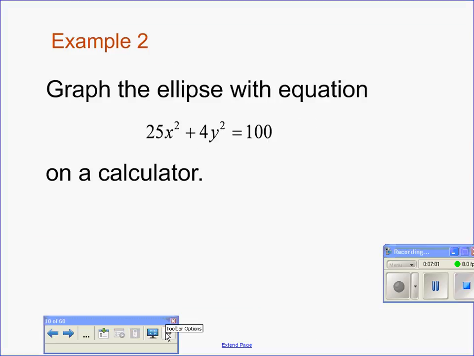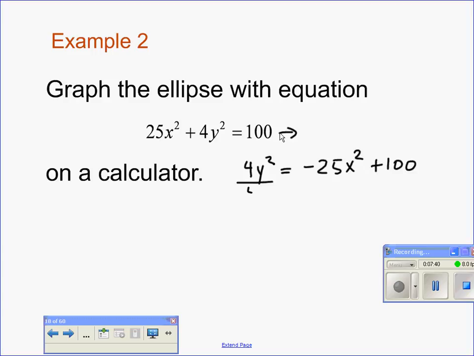All right, in this example, we're going to graph the ellipse with the equation 25x squared plus 4y squared equals 100 using the calculator. So before we graph that using the calculator, we need to come up with a form that is friendly for the calculator, or we need to solve for y, basically. So I'm going to take that equation and I am going to solve for y. So I'm going to start by subtracting the 25x squared from both sides. That is going to leave me with 4y squared equals negative 25x squared plus 100.